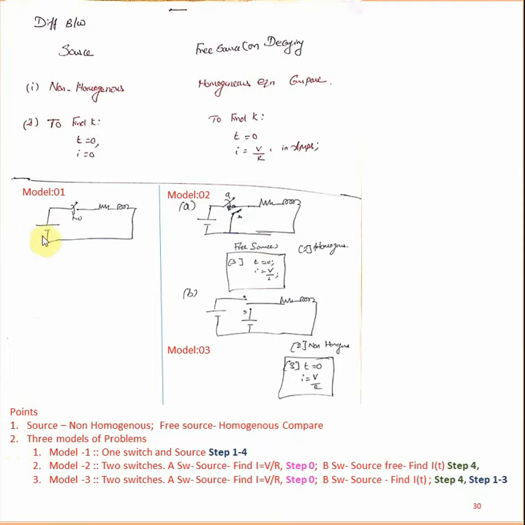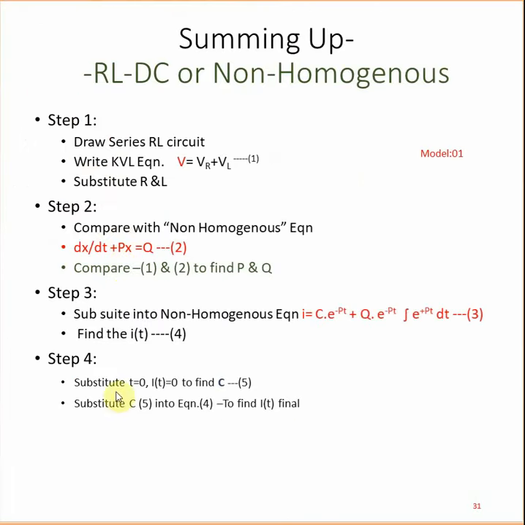In the first model, there is only one source and one switch. You are going to close the switch and go ahead. Where is it? Only one switch. Source is present means non-homogeneous, and then you proceed. There are four steps, so keep in your mind: to find k, at t equal to 0, i is equal to 0. So this is about the four steps.